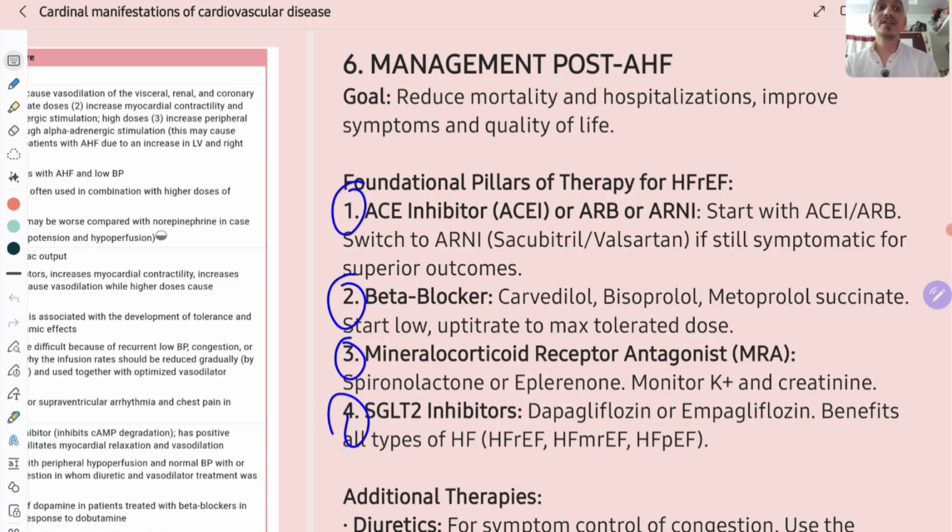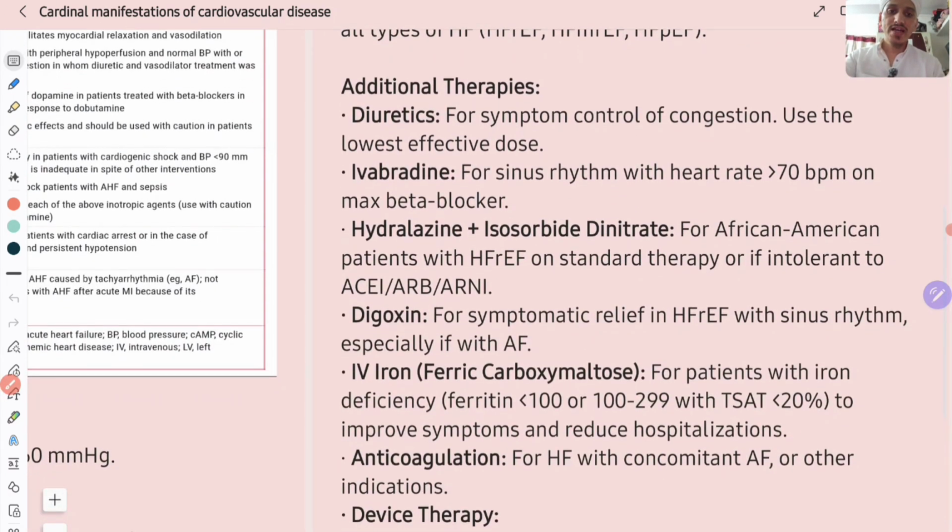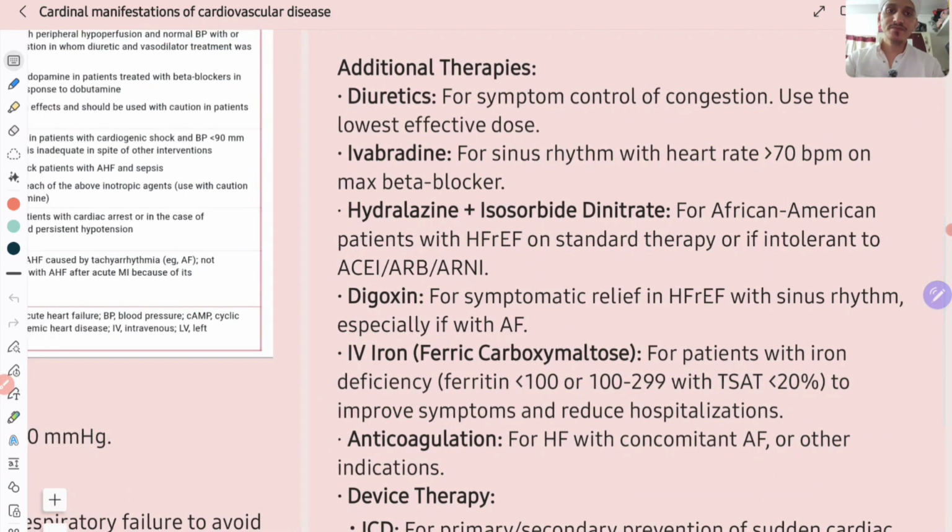Okay. In detail, we'll talk about these drugs in chronic heart failure. Just to remember here. Additional therapies, what you should consider.